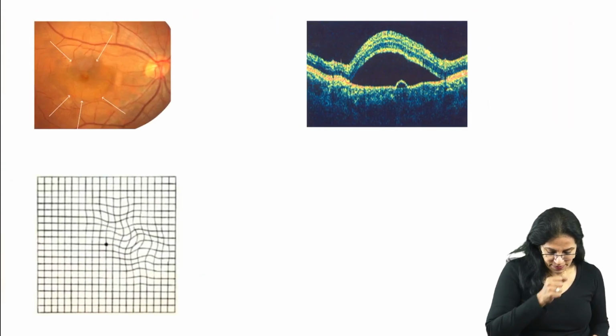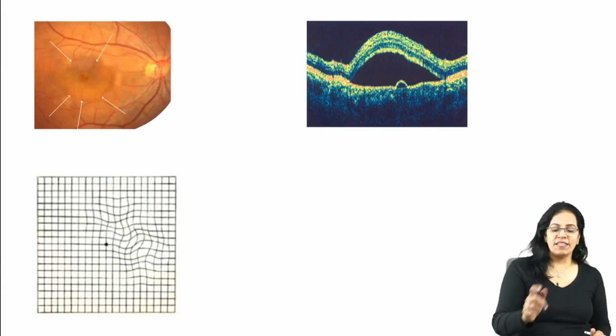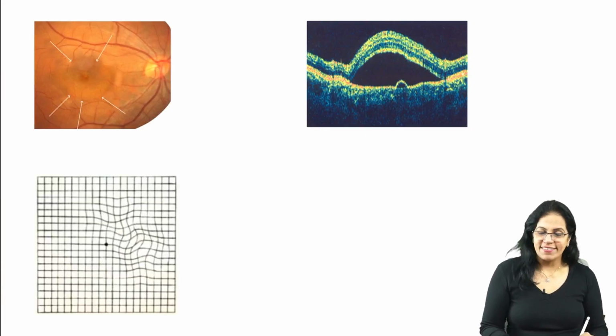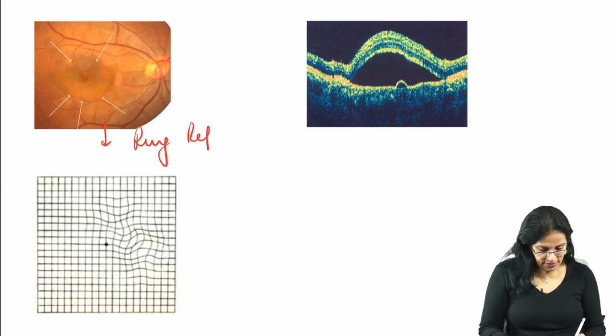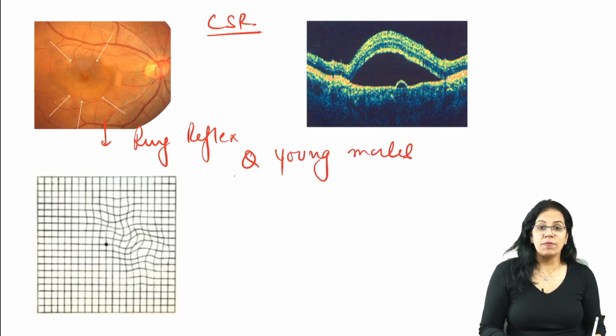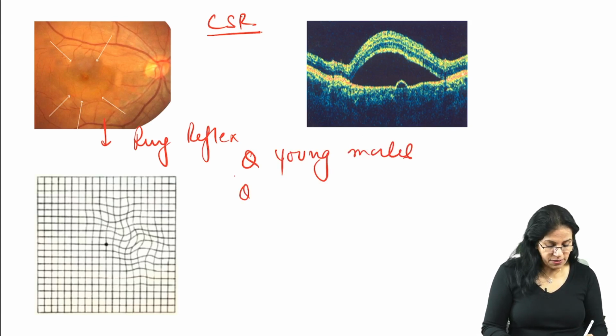Okay. What is the slide? If I ask you, give me the diagnosis of this whole slide, all the pictures together. This is CSR. How do you know that? Can you see this is the ring reflex on the right? So this is your central serous retinopathy. First exam question, it is mainly seen in young males. And if it is an acute type and not chronic type, then it is self-limiting. So in the majority of patients, the disease is self-limiting.